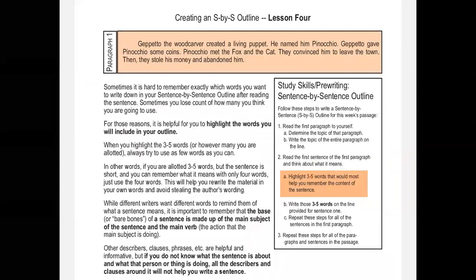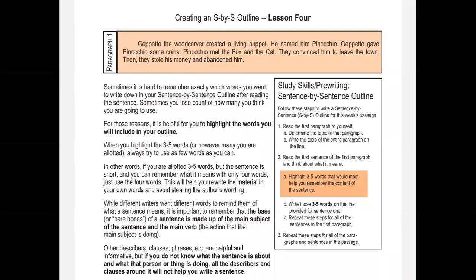All right, so here we are on lesson 4. And again, these are each separate lessons dissecting the steps. All right, when you get a book that just has a sentence by sentence outlining project in it, the steps are just all on one page. And then the outlining lines follow. All right, so the first thing that I teach them to do after they read the first sentence of the first paragraph and think about what it means is I have them highlight 3 to 5 words that would most help them remember the content.